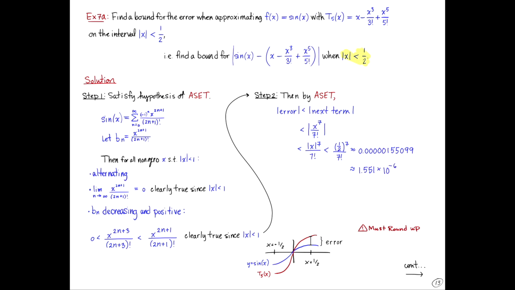Same as before, you always have to round up because we're looking for a guarantee. We absolutely can guarantee that the error is going to be less than 1.551 times 10 to the -6th as long as our x remains within that interval from -1/2 to 1/2. So in part A, we're given the number of terms and we're given the domain of x. Let's move on to part B.